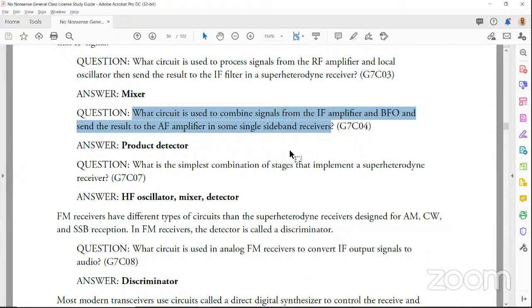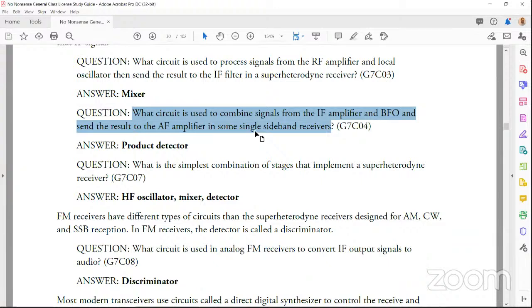What circuit is used to combine signals from the IF amplifier and BFO and send the result to the AF amplifier in some single sideband receivers? So let's dissect this question a little bit. They're giving us all of the abbreviations. So IF is intermediate frequency, BFO, beat frequency oscillator, and AF, audio frequency. All right, so they're asking us what circuit is combining the IF amplifier stage with the BFO. So there's a block diagram that shows that that circuit is called the product detector. And from the product detector, it goes into the audio amplifier stage that goes out to the speaker.